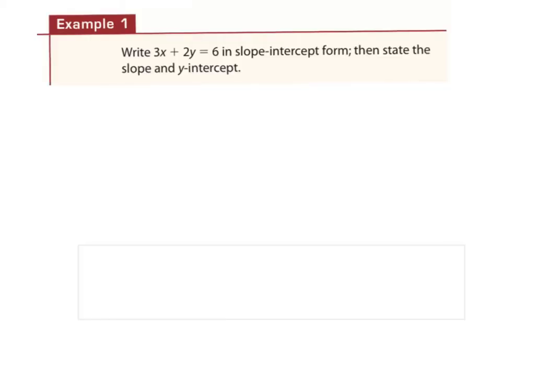So let's look at this example from your book. Example 1 says, write 3x plus 2y equals 6 in slope-intercept form, then state the slope and state the y-intercept. So the first thing we're going to do is put this in slope-intercept form. To do that, we need that y all by itself.